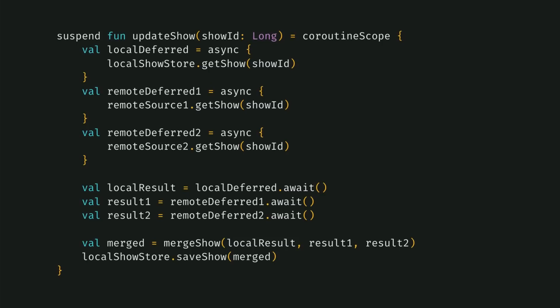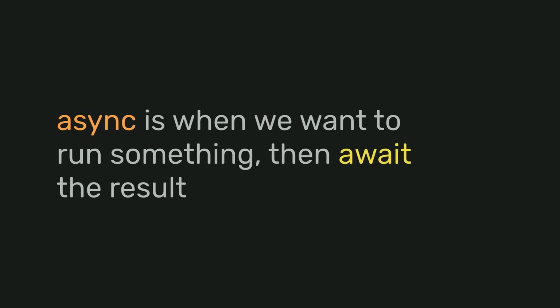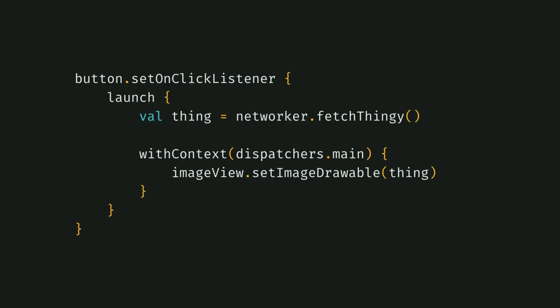Trying to do this with raw threads by hand would be a lot more code which you would need to maintain along the way. So the async builder is for when we want to run something and then later await the result, after giving it a chance to finish while we're doing something else. It's very similar to C# or promises in JavaScript.